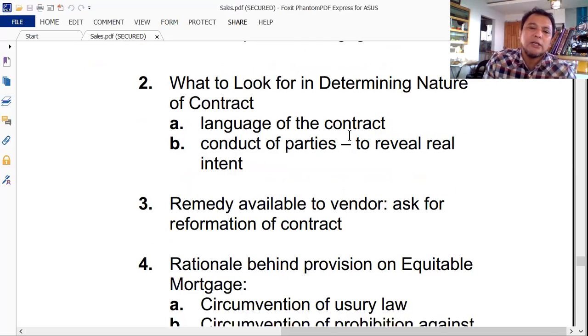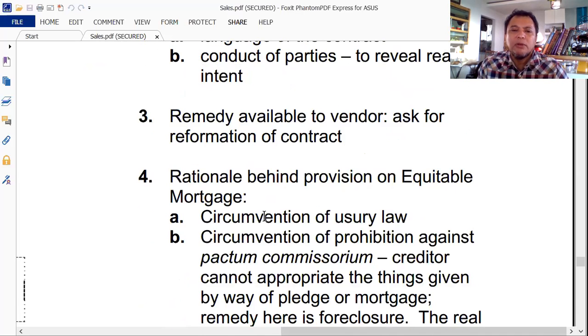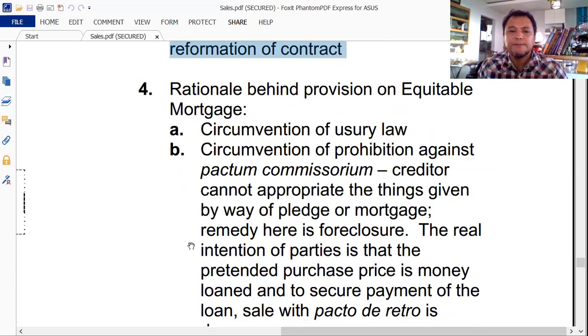The language of the contract and the conduct of the parties reveal their real intent. So if the intent was to secure payment of a debt, then it is an equitable mortgage. But if the real intent is to transfer the ownership, there is a sale. So what's the remedy available to a vendor in case there is doubt in the contract? Simply to ask for the reformation of the contract. If the buyer or the other party will assent, then it will be corrected by way of reforming the contract. So what is the rationale behind the provision on equitable mortgage?